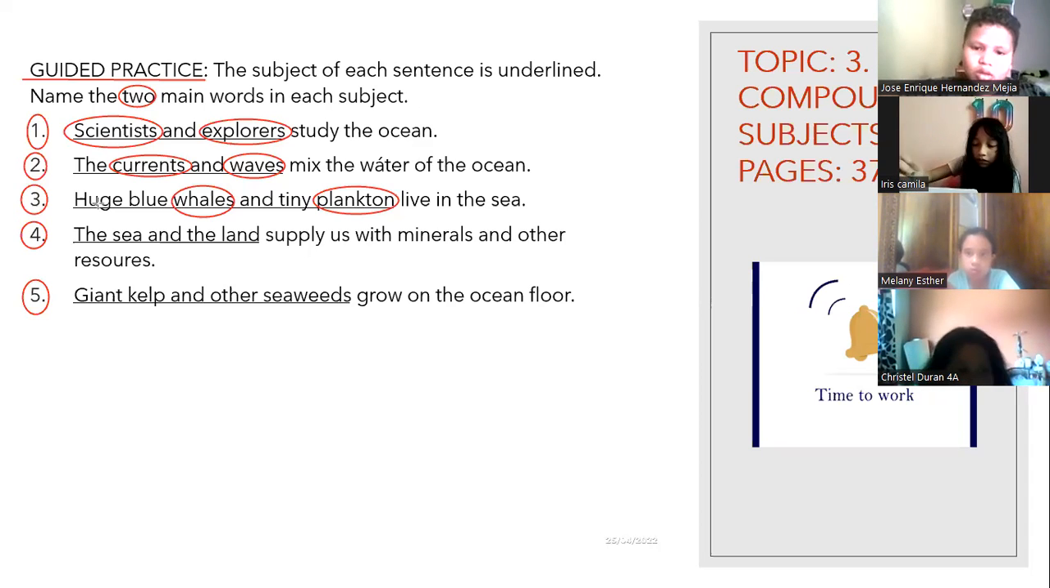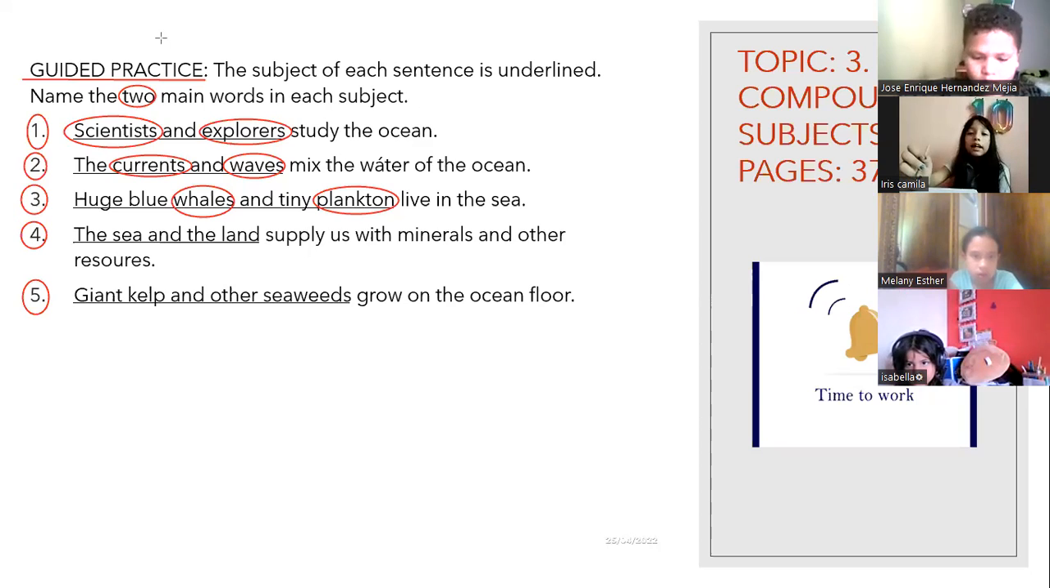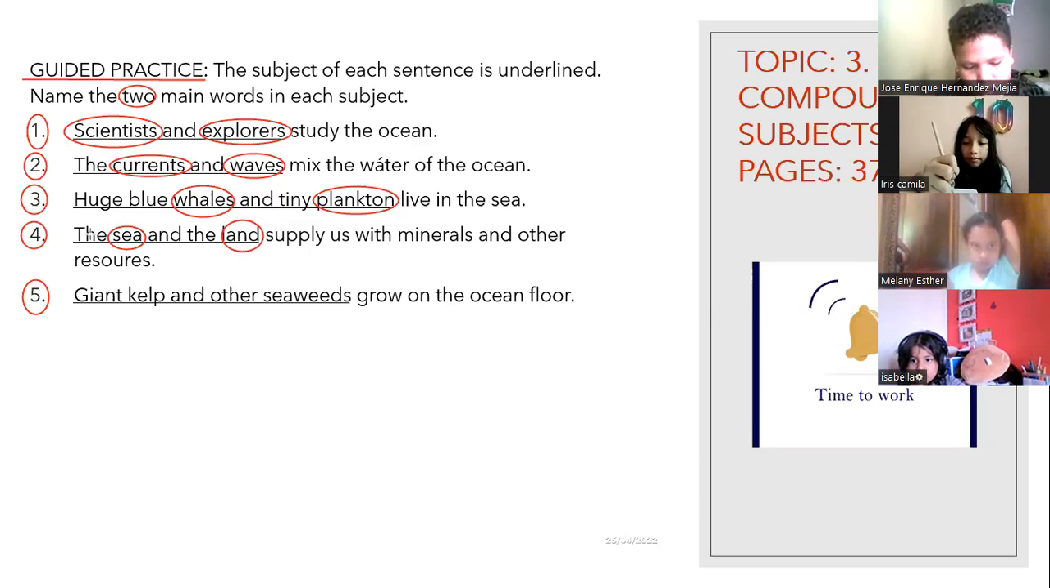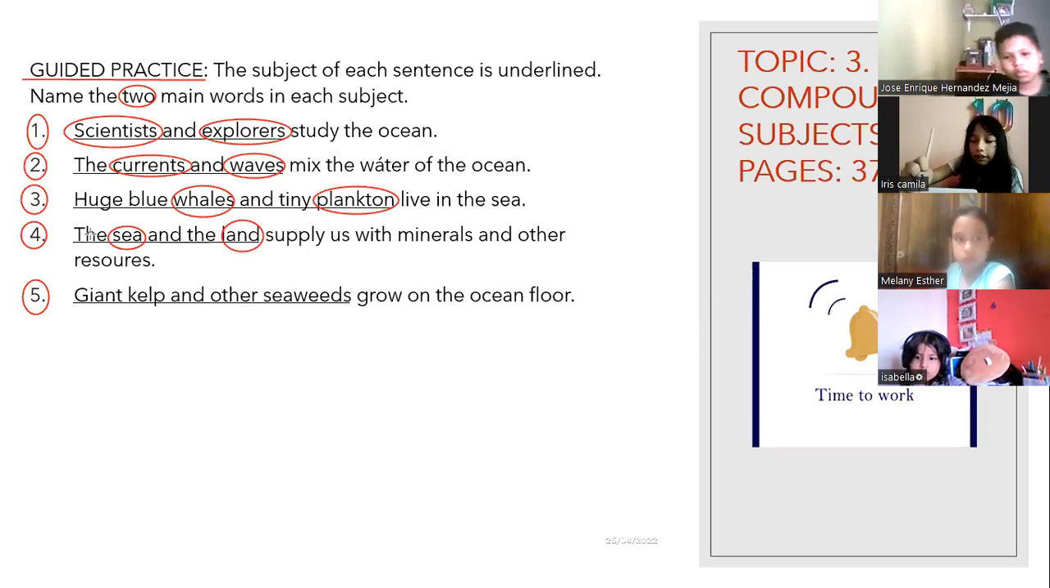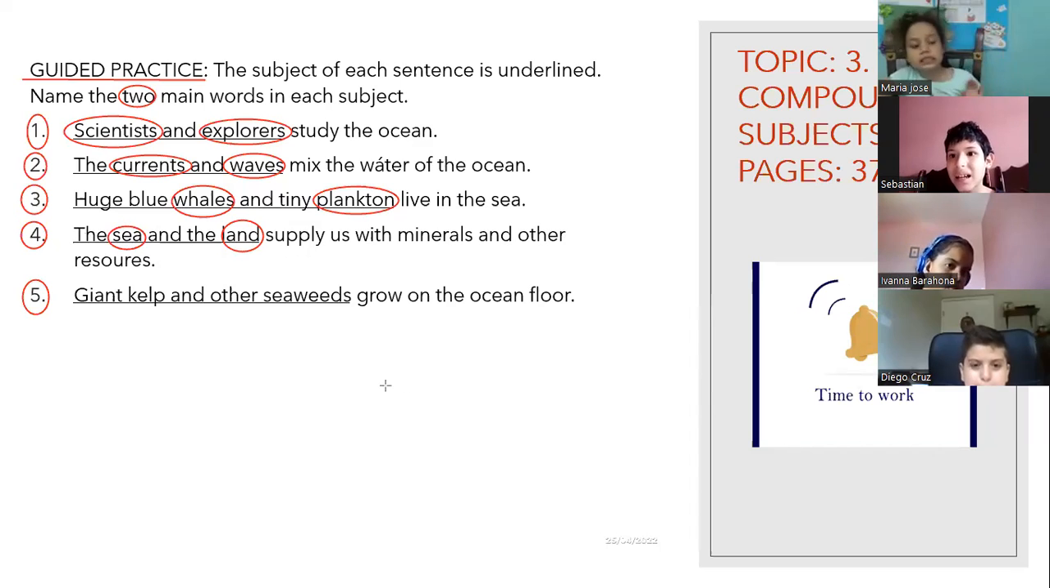The number four, the sea and the land. If you say that, you are including this article. This article is not a noun. It is an article. Sea and land, those are the two main words in this subject. Five.